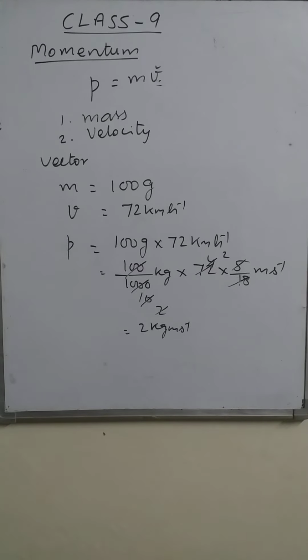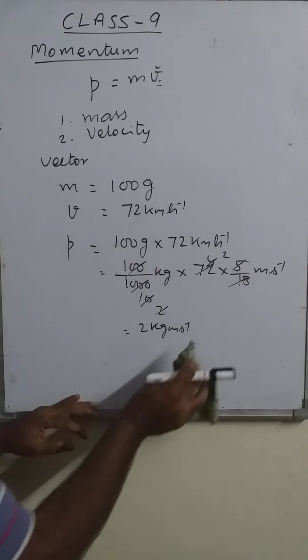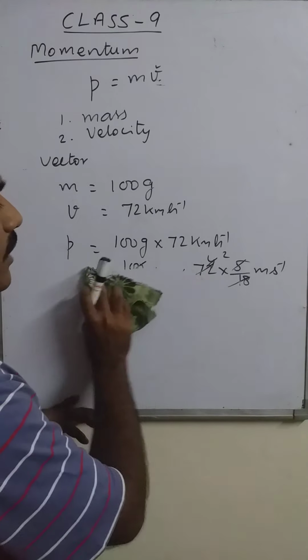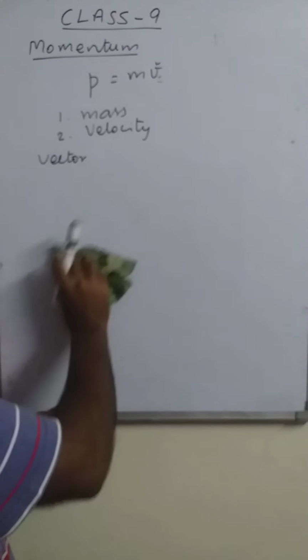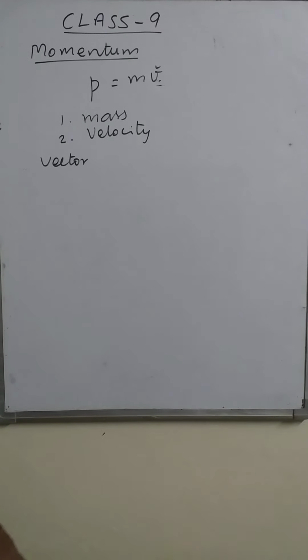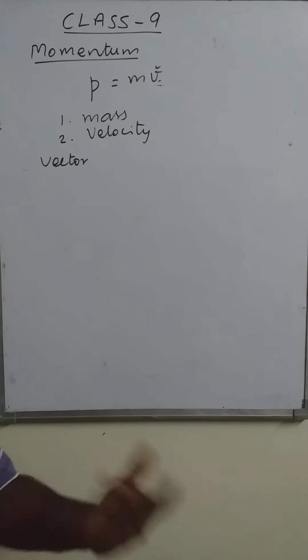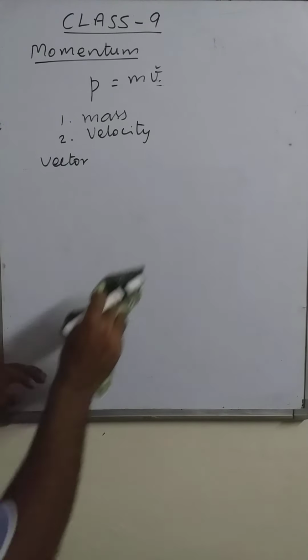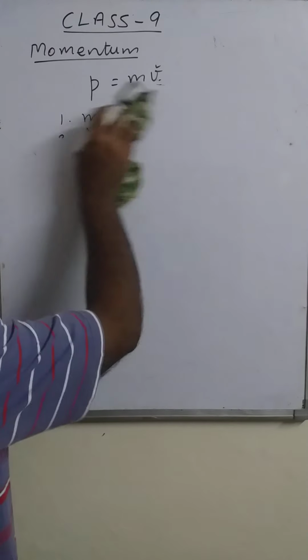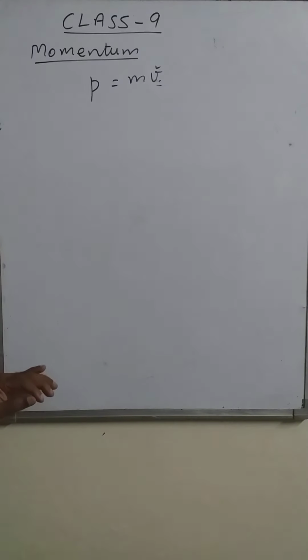In this way, we have three variables. If any two are given, then the third can be calculated. This is how we calculate the momentum of an object. In the calculation, all the quantities must be converted into SI units. If they are given in other units, they must be changed. Then this momentum can be represented graphically.